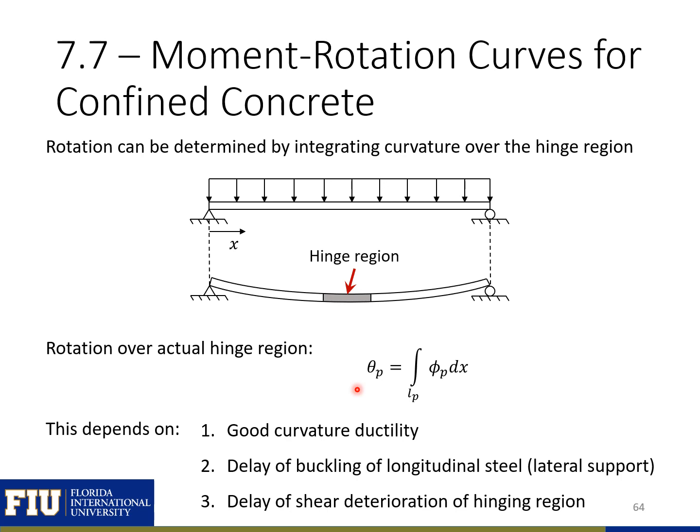Our rotation is going to be dependent on if we have good curvature ductility, if we have a delay of buckling of our longitudinal steel. So we need some kind of lateral support, normally provided by our shear stirrups and ties. And then also a delay of shear deterioration in the hinge region. Our hinge region needs to be able to hold up even under shear loads.